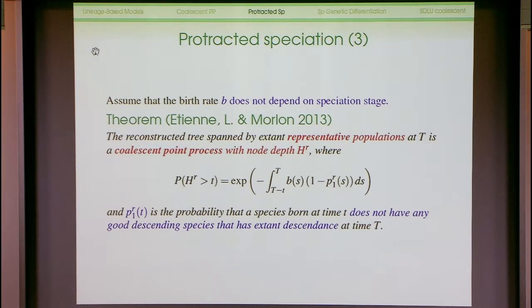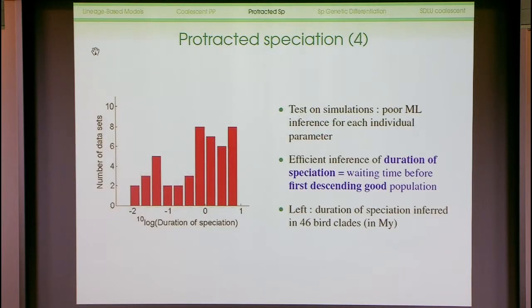And so we did an application on the same phylogeny, the bird phylogeny from last year, but we didn't take the whole phylogeny. We took 46 bird clades, 46 different bird clades. And we did the analysis on these clades. But first, what we did is to test on simulations if we could do maximum likelihood inference on simulated trees to recover the parameters of the model.